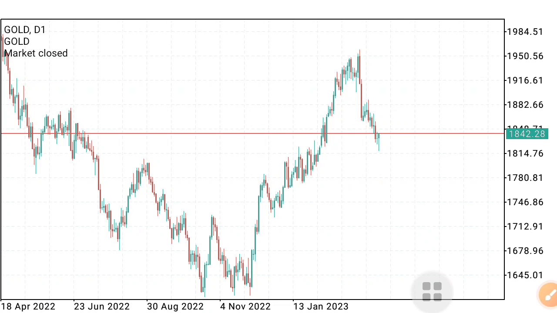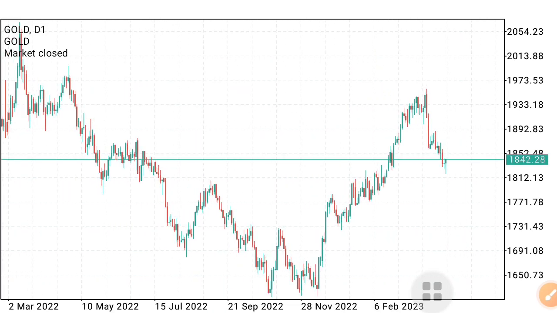So let's look at the pair gold USD. Tomorrow is Monday and we are going to look at the analysis of the pair gold USD. This is a daily analysis, the 30 time frame here.